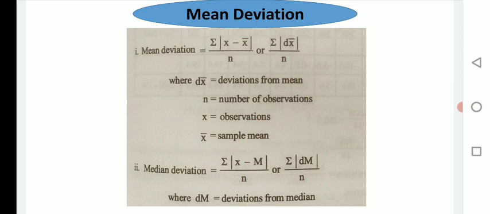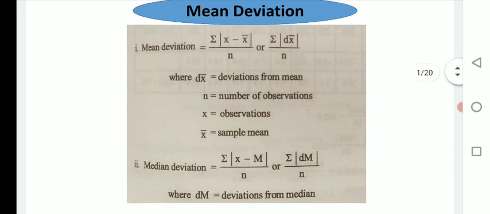We have already covered range, how to calculate range, and it is a very simple parameter. In today's lecture we will start with a new, second parameter, that is mean deviation, and this is the second parameter by which we can calculate dispersion of a series.